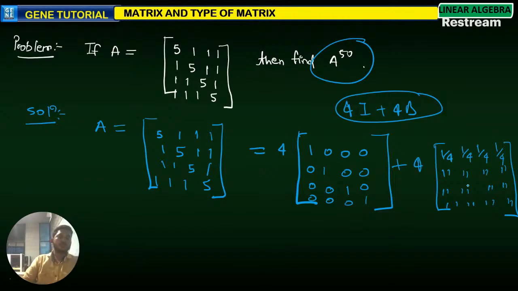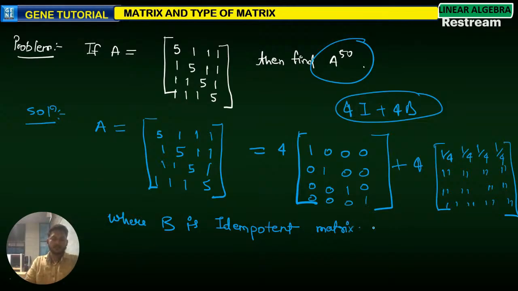And all entries are the same, 1 by 4, where B is our idempotent matrix. Okay. Now come to the next point. So therefore, some result.